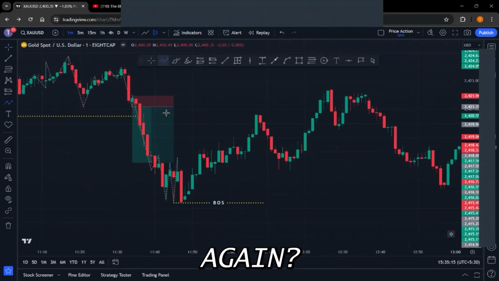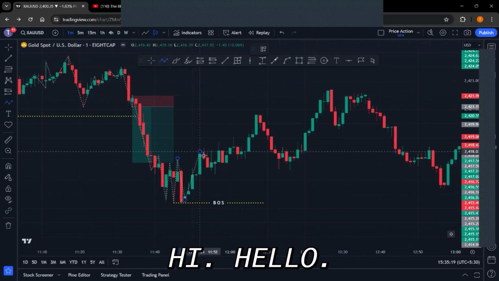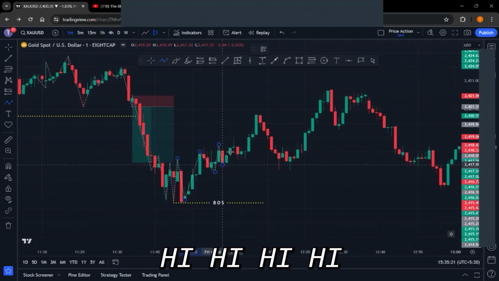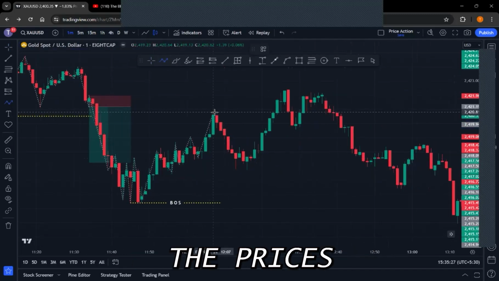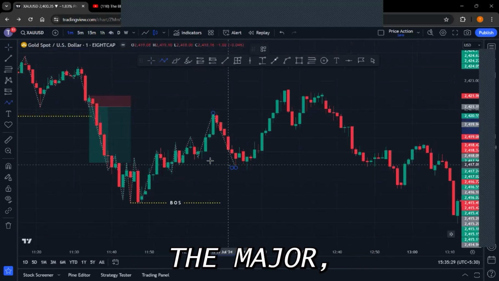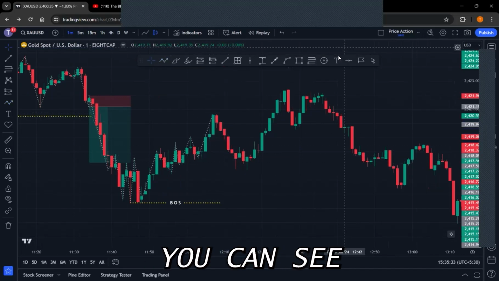So from here, what did happen? Again, the price will create a buy leg. So the series will remain the same. The price will create a series of higher high, higher low, higher high, higher low, higher high. And this is the first place you can see that the price has created the major resistance by taking out the major low of here. So price created, let me delete this one.